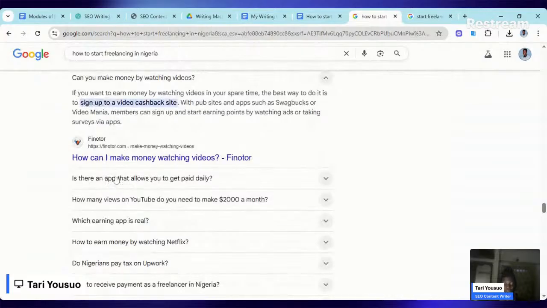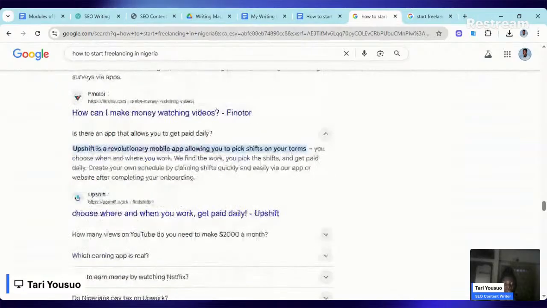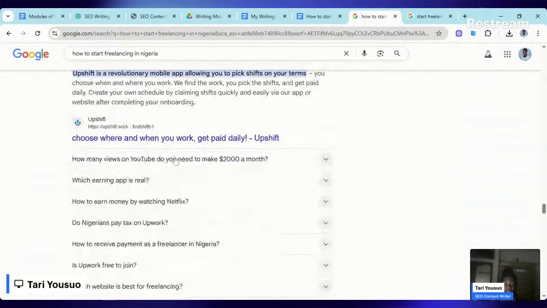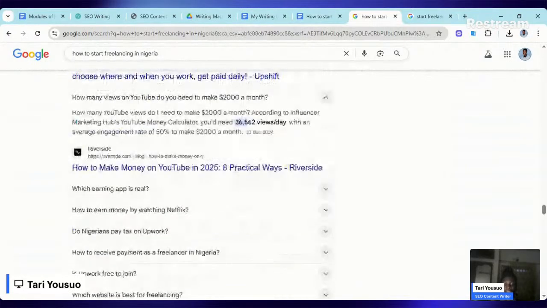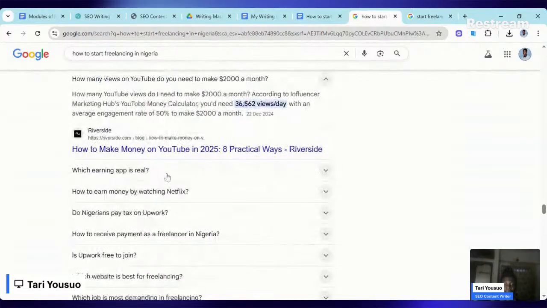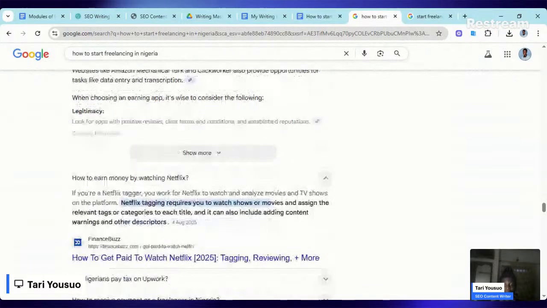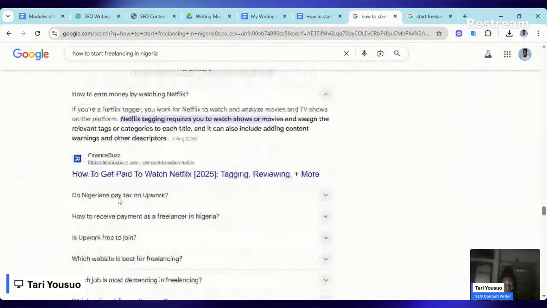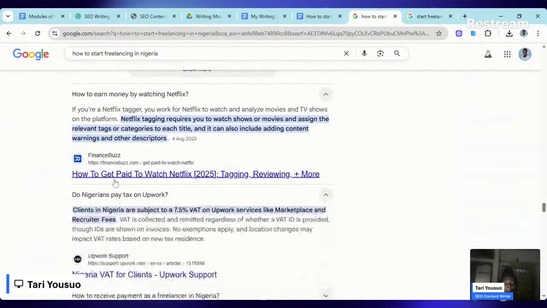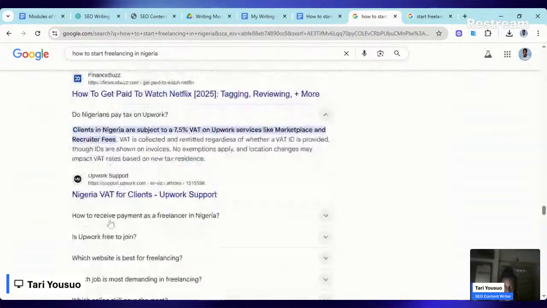How many views on YouTube do you need to make 2K dollars a month? Which earning app is real? How to earn money by watching Netflix? Do Nigerians pay tax on Upwork? How to receive payments as a freelancer in Nigeria?